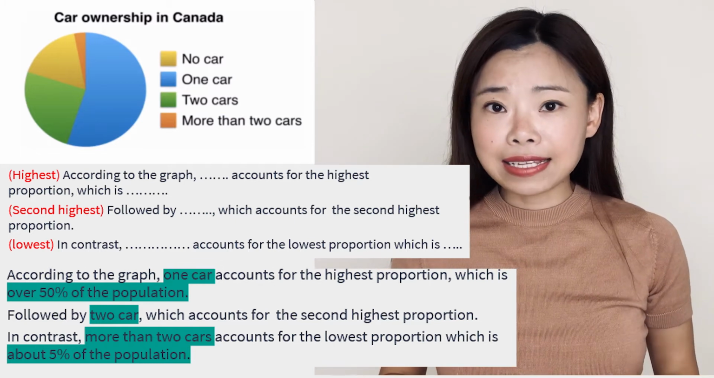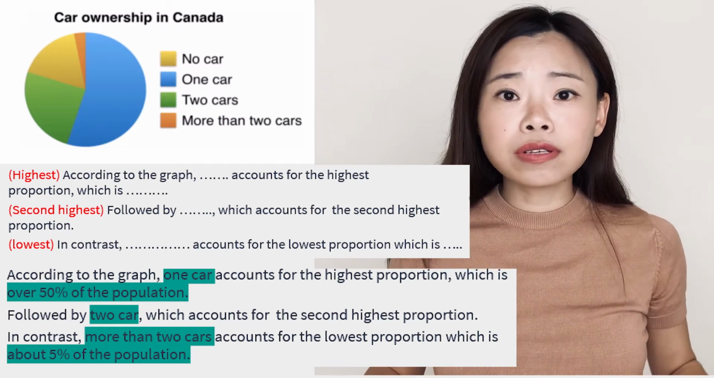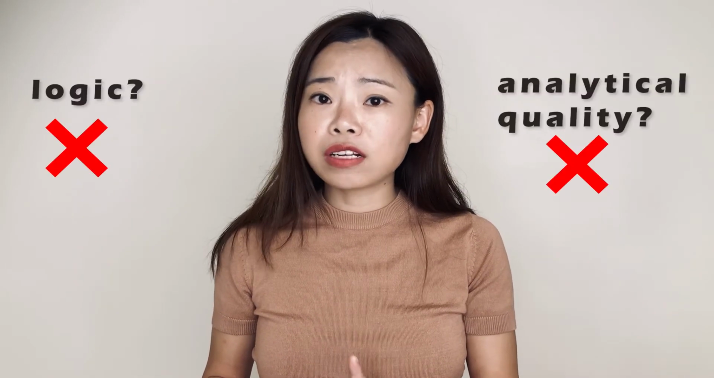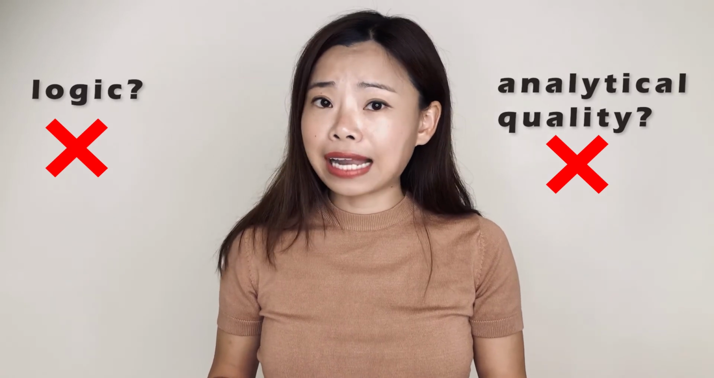Notice here that I say 5% and there is no such label in the graph, and I could be wrong about that. The point here is that accuracy in your analysis is not important at all. You can make mistakes. The machine scoring system in PTE is good, but it still cannot judge human logic and the quality of your analysis.